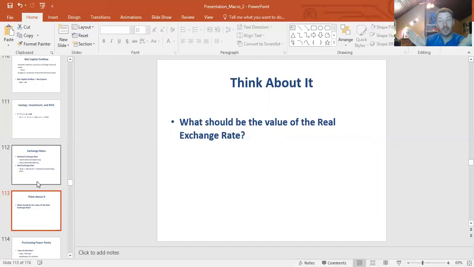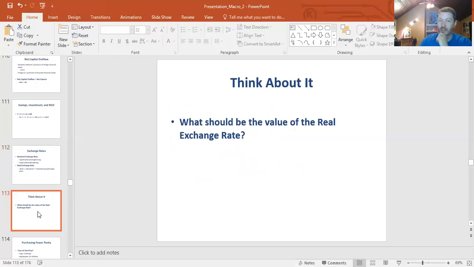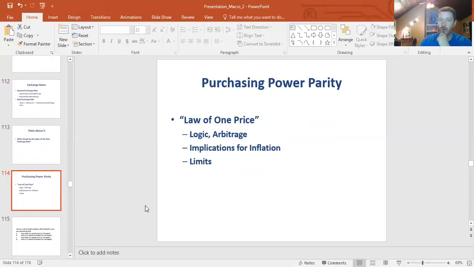Now that you figured it out, oh my God, you figured it out. I'm so proud of you. The real exchange rate should be 1, right? The nominal exchange rate times the domestic price, the converted domestic price, should be equal to the foreign price. Therefore, that ratio should be 1. The real exchange rate should be 1.